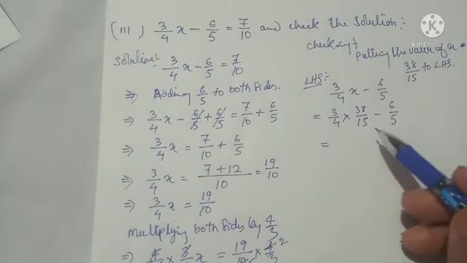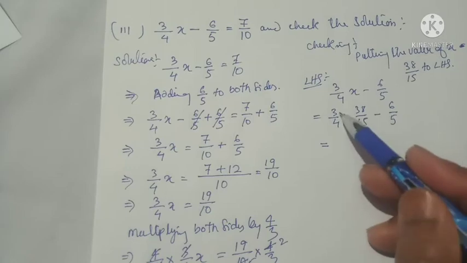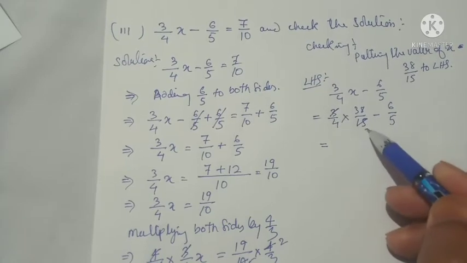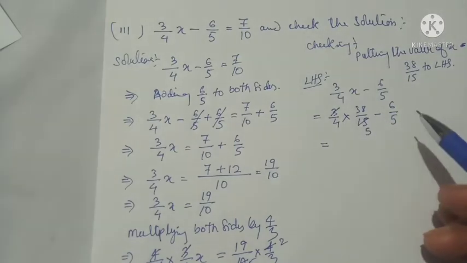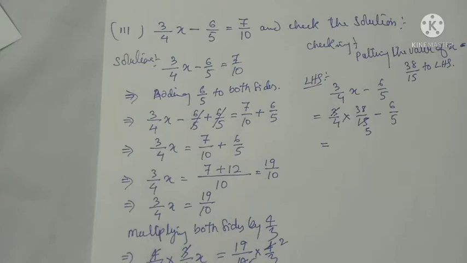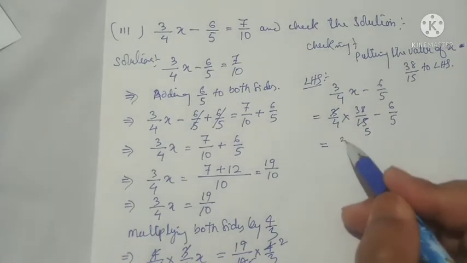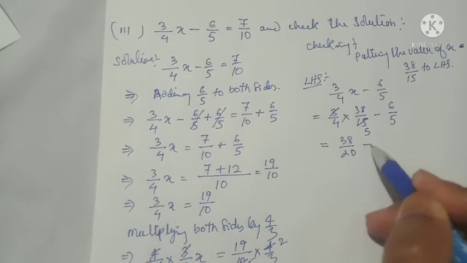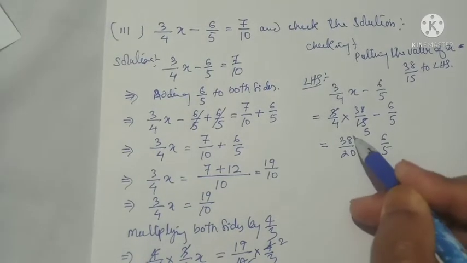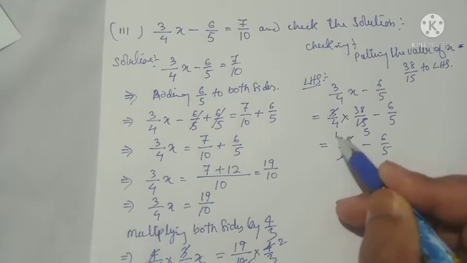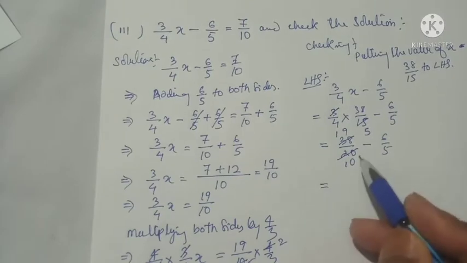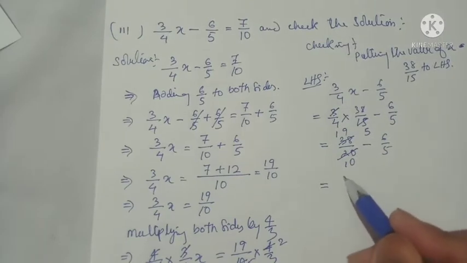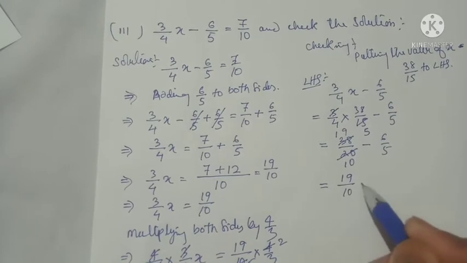Here we can cut this, and it will come 5, right? Then 38 by 15, the answer will be, we have discussed the answer. Here comes 38 by 15. Now again we have 38 by 20 minus 6 by 5. Again we can reduce this to the lowest term, that is 19 by 10. To make the calculation easier, we can make the number in the lowest term again. 19 by 10 minus 6 by 5.